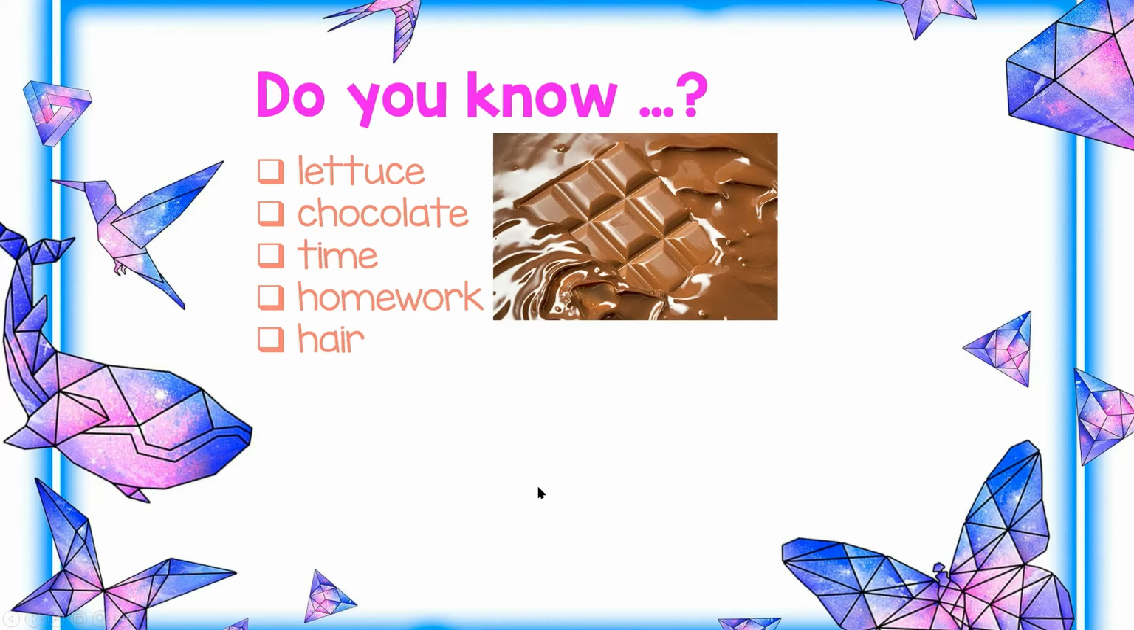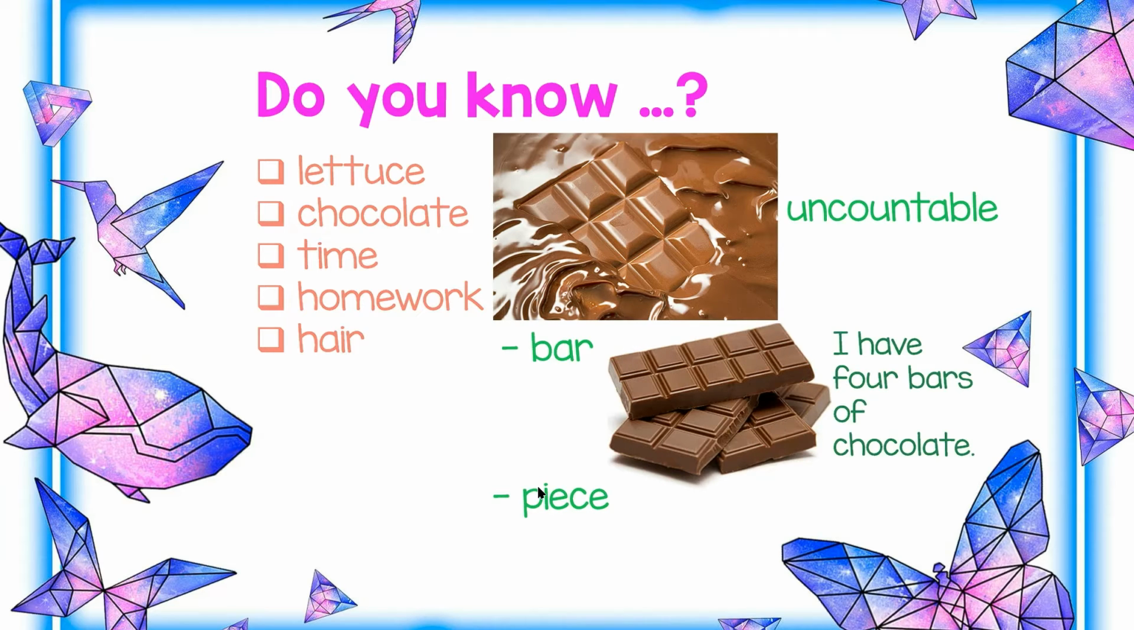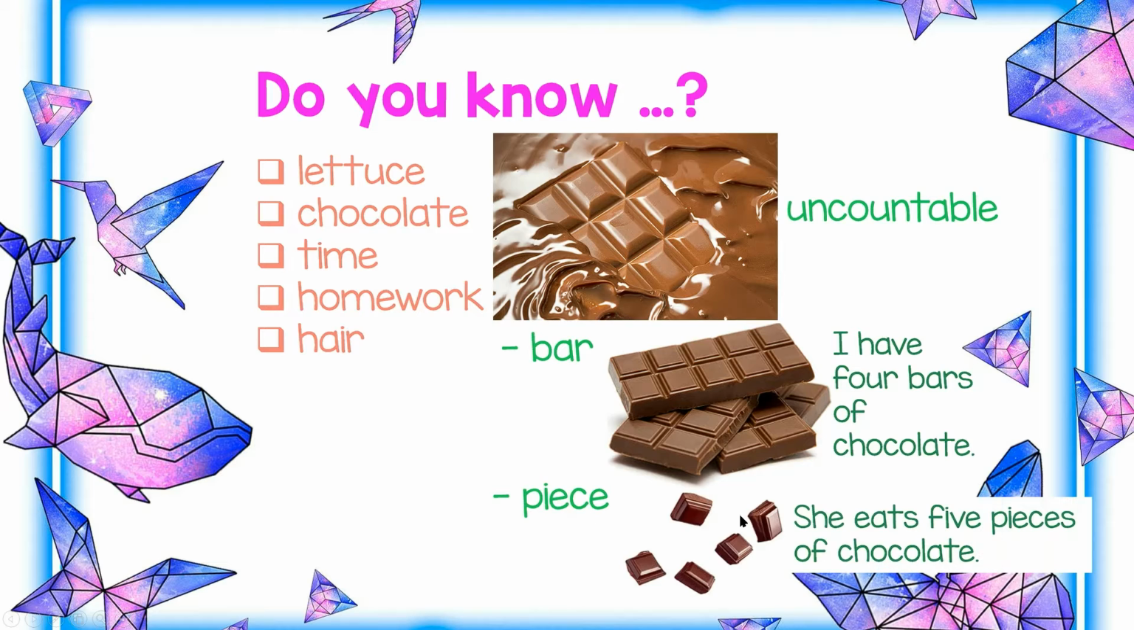What about chocolate? Is chocolate countable or uncountable? Chocolate is uncountable. We can count chocolate by adding quantifiers like bar and piece. For example, I have 4 bars of chocolate. 1, 2, 3, 4. If they are in the bar form, yes, we can count chocolate. What about piece? These are pieces of chocolates. She eats 5 pieces of chocolate. Only by adding quantifiers like bar and piece can we count chocolate.